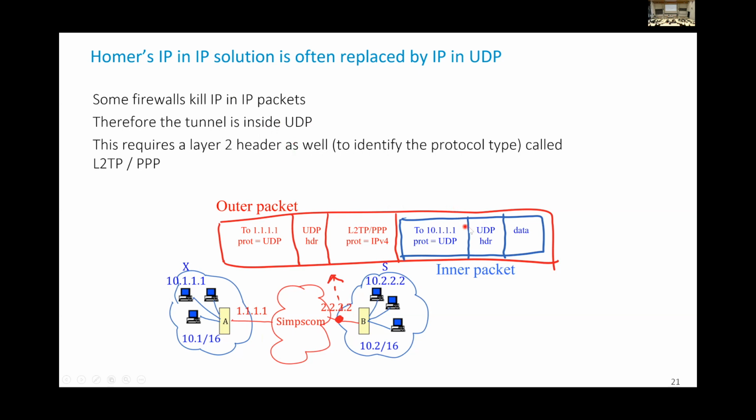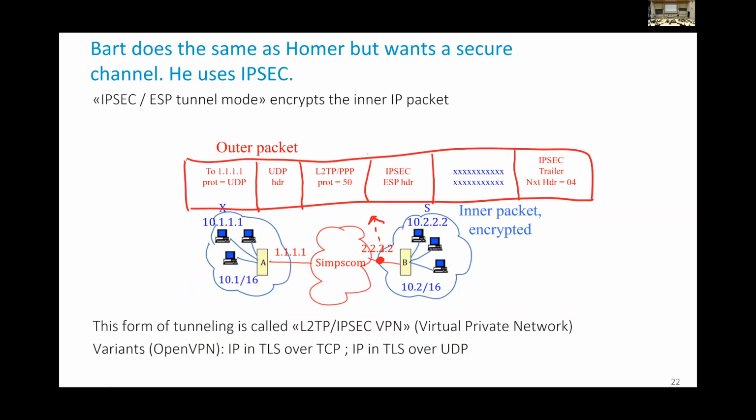So what is often done is to have a UDP header that contains another protocol, called L2TP/PPP. That's a protocol that is practically useless, but is inherited from the MAC layer. So we can ignore it. And then it will contain here the blue packets that will again have an IP header, a UDP header, and the data. In practice, we want more than that.